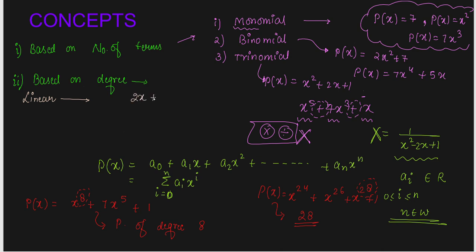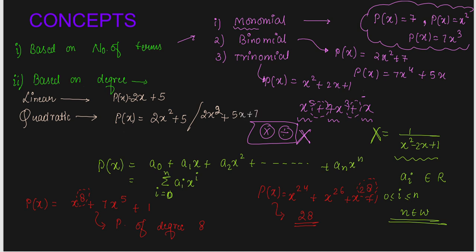For example, I am writing 2x plus 5. The highest power in this polynomial is 1, thereby this is called a linear polynomial. The second type is called a quadratic polynomial. What is a quadratic polynomial? A polynomial with the degree, highest power, being 2. So I can write it as 2x squared plus 5. Now I am not classifying with the number of terms, just the highest power being 2. Or I can write it as 2x squared plus 5x plus 7.